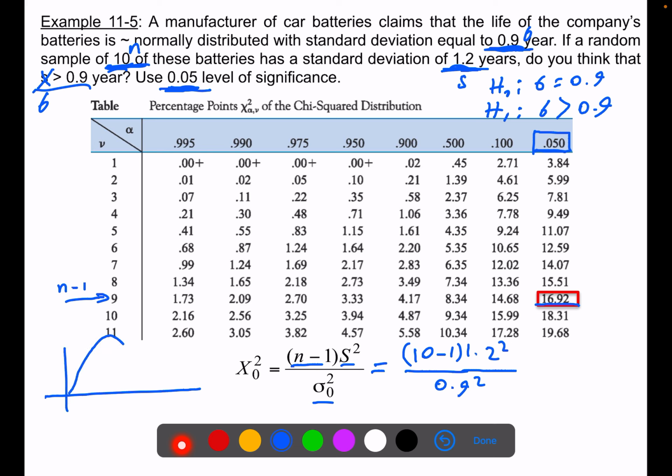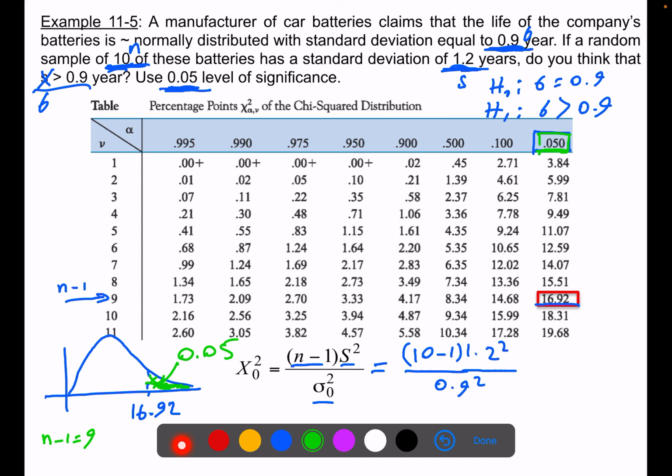And the chi distribution looks like this. So this is 16.92, and that means that this area under the curve, how much is this area? After 16.92, with degrees of freedom of 9. So this is a chi-squared distribution for n minus 1 equal to 9. What is the area under the curve after 16.92? 0.05, exactly. So this area under the curve is 0.05 because we got this number from the table here.